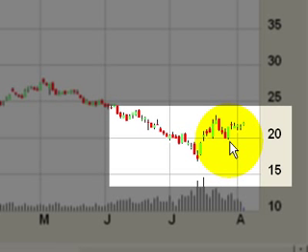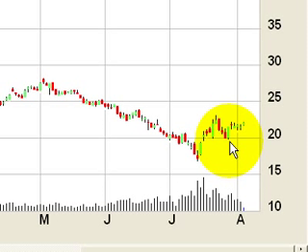The XLF is a basket of stocks, which means that you don't have the same risks you have with an individual company. An IndyMac can go bankrupt. A Countrywide can go bankrupt. But can the entire financial sector go bankrupt? Probably not. So at some point we're going to find a floor here. This thing is not going to go to zero.